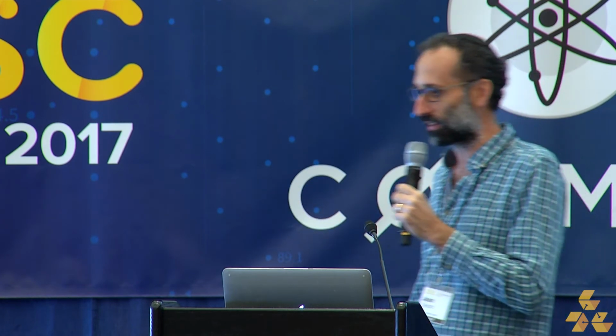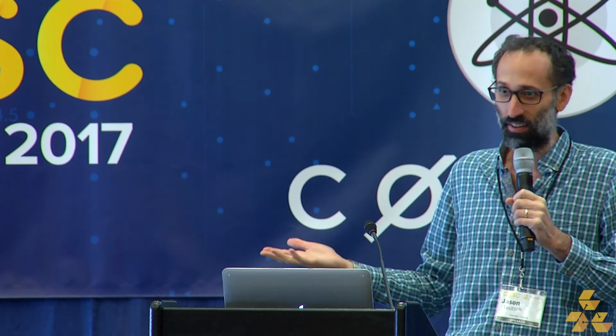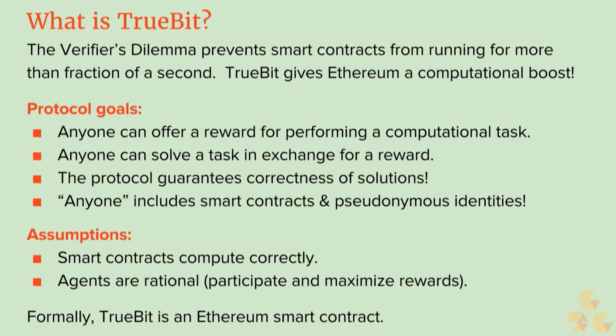And we achieve these properties based on two assumptions. One is that smart contracts compute correctly. This is just an empirical observation. And the other one is that agents are rational. They participate to maximize rewards. So if there's a mining task to be done and there's a reward for doing it, people will show up.